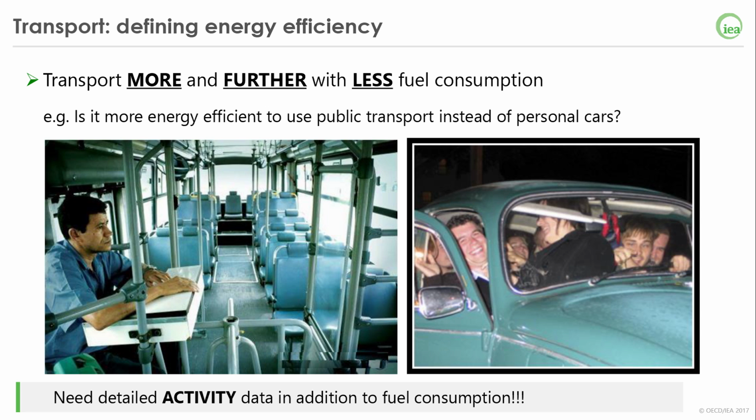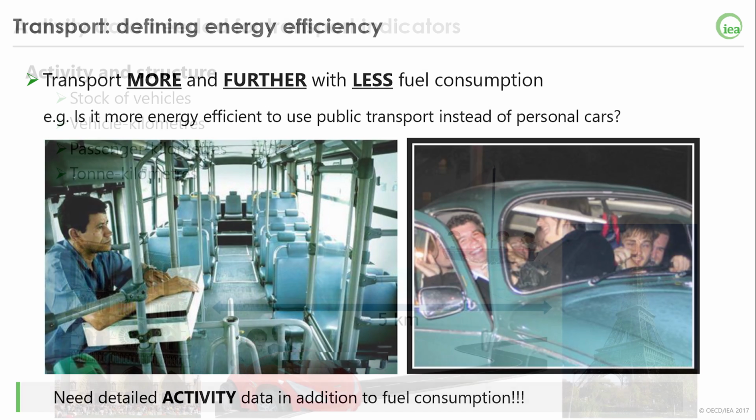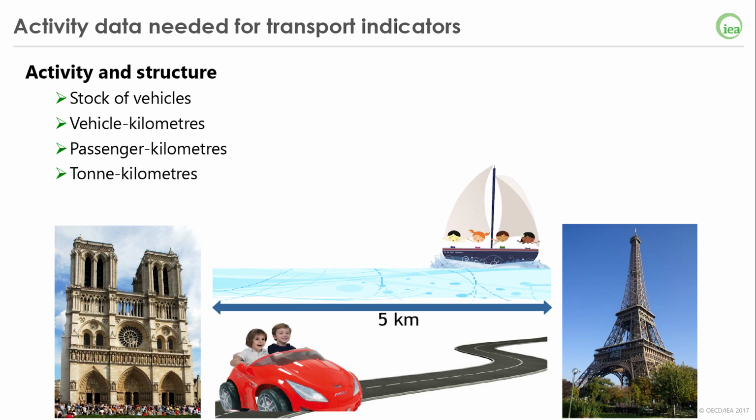But what if in your country all buses are almost empty and all passenger cars are running full? This short example should underline the need of really good activity data to understand what is actually happening in your country and whether this system is efficient or not. And now another example, how to calculate activity and structure data.